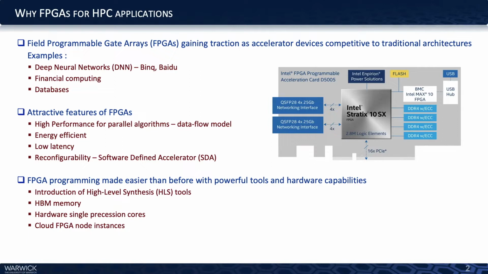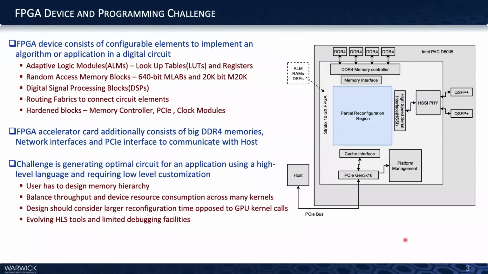Along with these developments, FPGA vendors offer high-level synthesis tools, which drastically reduce the development time compared to low-level HDL-based design development. FPGAs consist of circuit elements such as adaptive logic modules, which include lookup tables and registers, smaller RAM memories such as MLABs and M20K, digital signal processing blocks, and routing fabric to connect these circuit elements. These circuit elements are used to create a circuit to execute a certain algorithm or application.